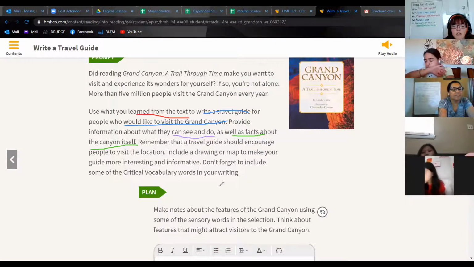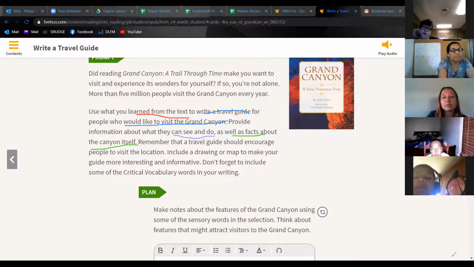Remember that a travel guide should encourage people to visit the location. What is a travel guide going to do? Jaden? Jordan? I haven't heard from you guys. Zaylee, haven't heard from you. What's a travel guide going to do? What did Miss Massard just read? Remember that a travel guide should encourage people to visit the location. What is a travel guide going to do, Jaden?